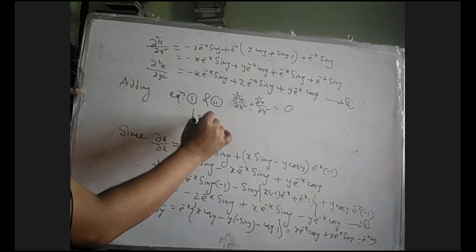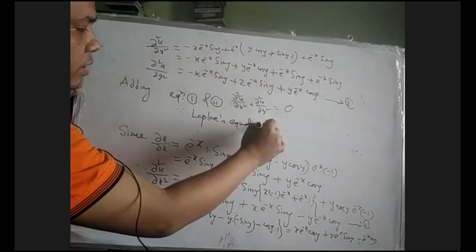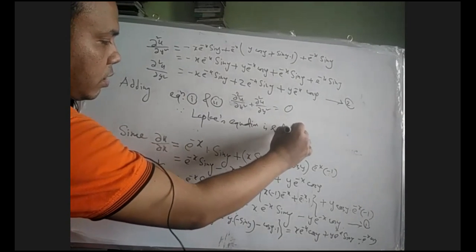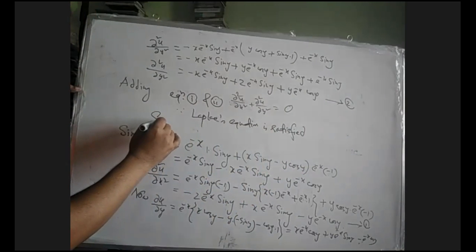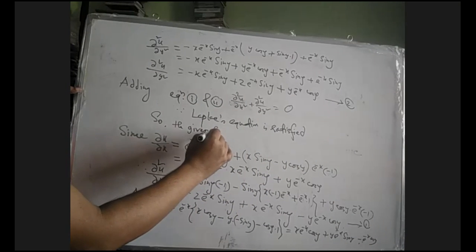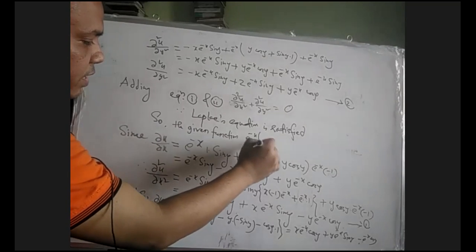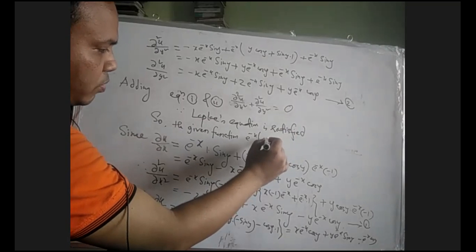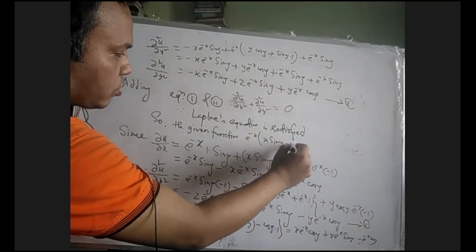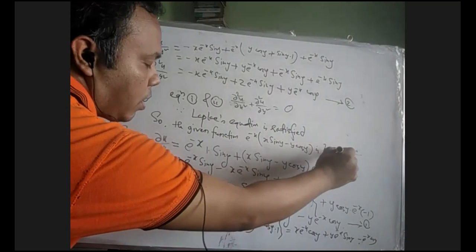And so the Laplace equation is satisfied. So the given function, e to the power minus x (x sin y minus y cos y), is a harmonic function. So this is the proof.